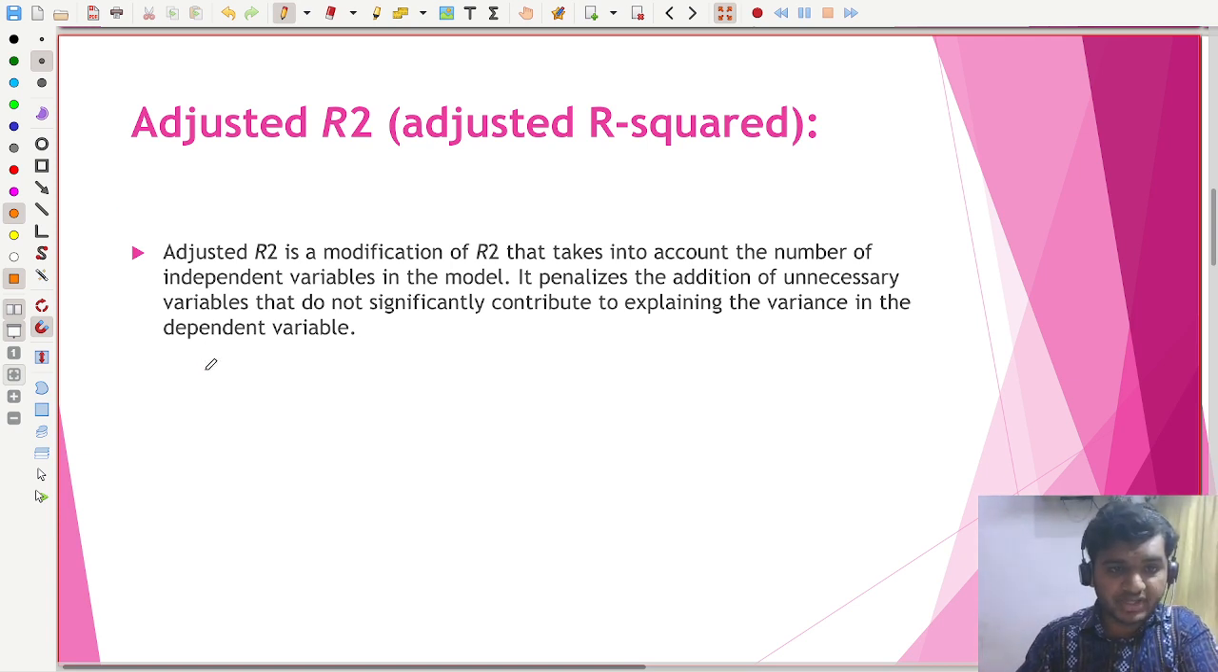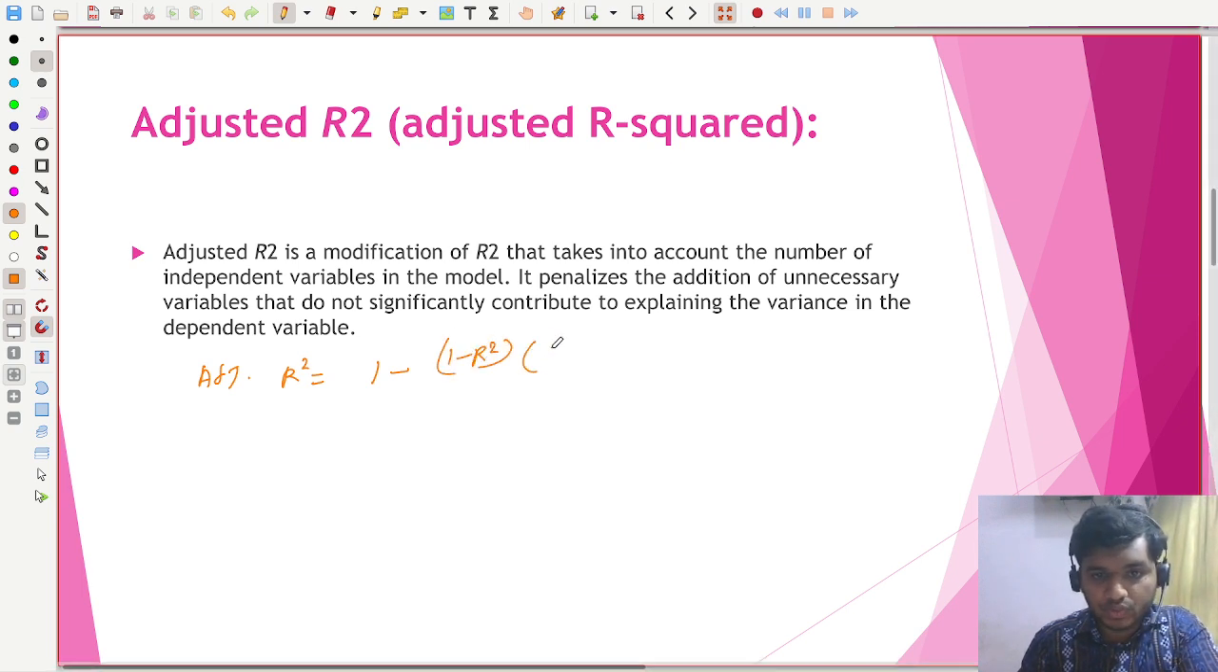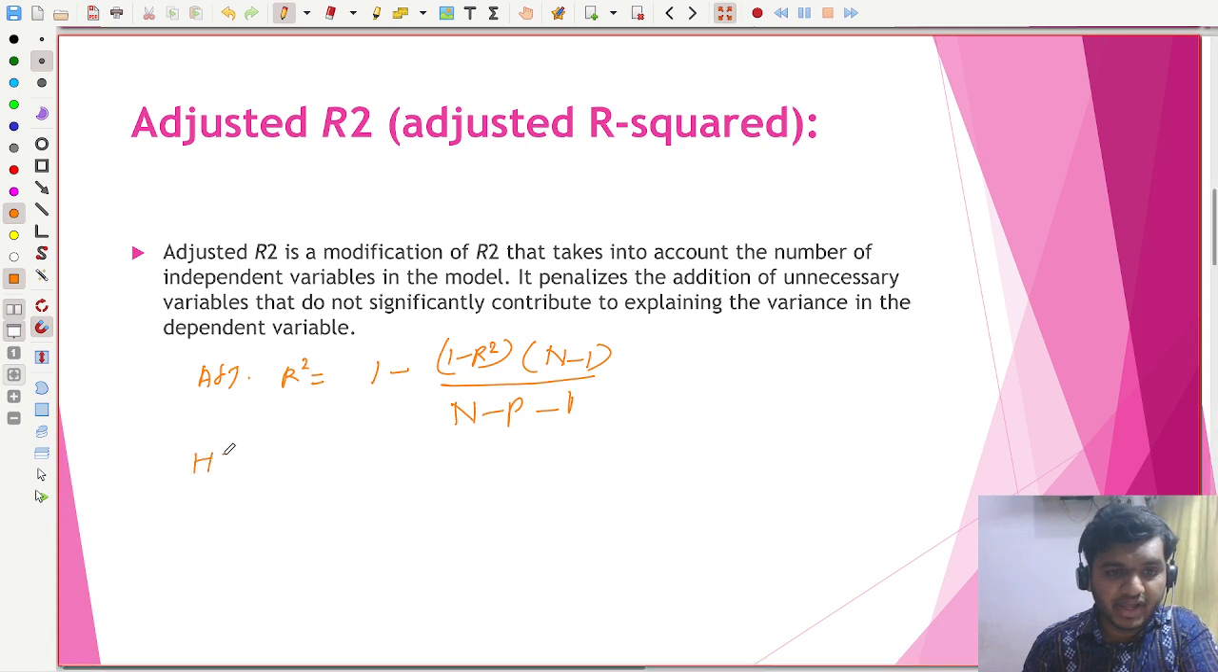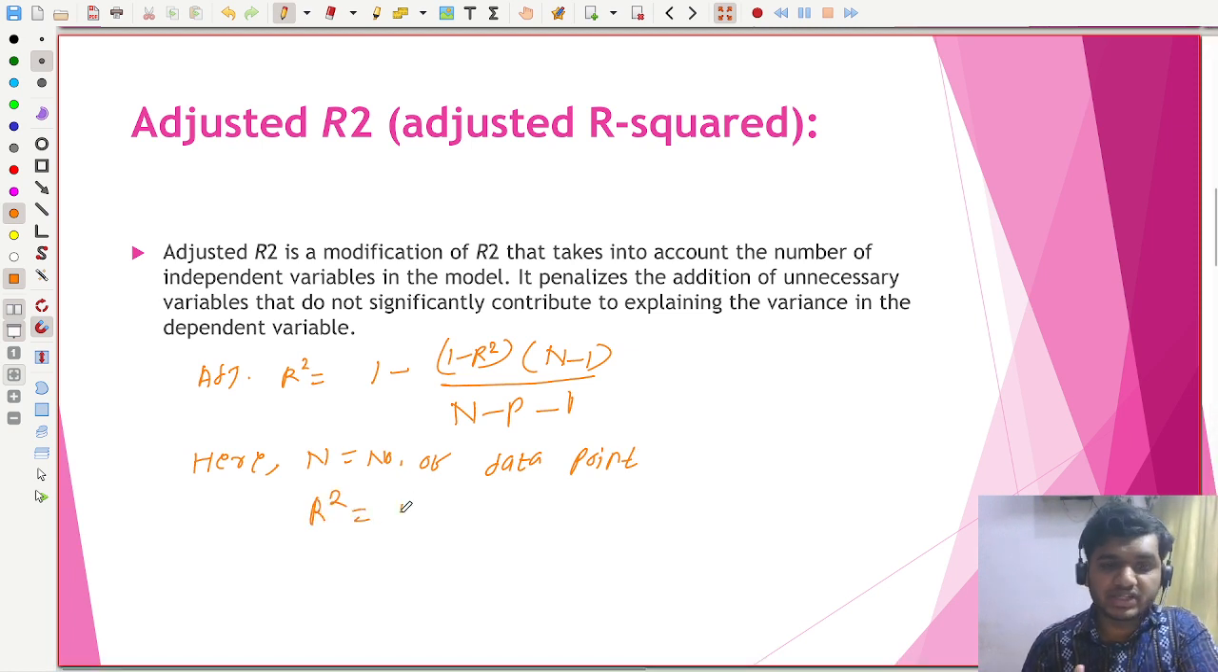So you directly notice the adjusted R square formula: adjusted R square equals 1 minus (1 minus R square) times (n minus 1) divided by (n minus p minus 1). Here n is your number of data points, how many data are present in the data set. And R square, you know what R square is, the R square formula.